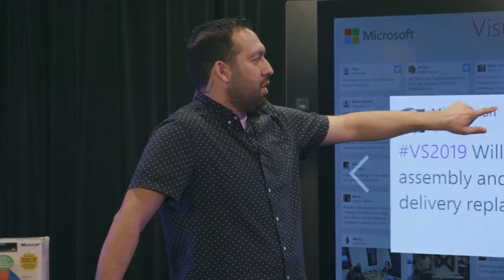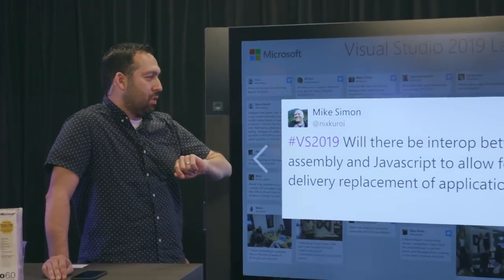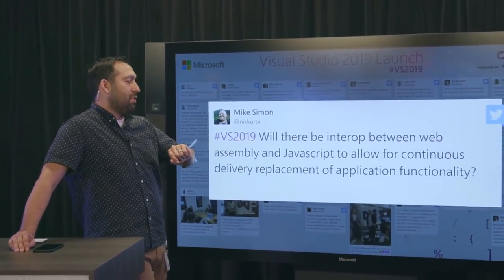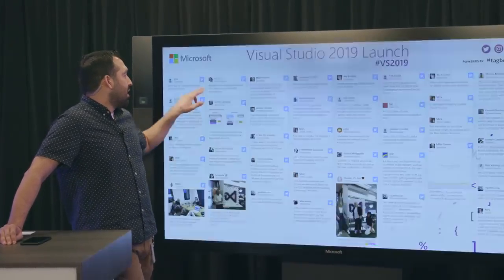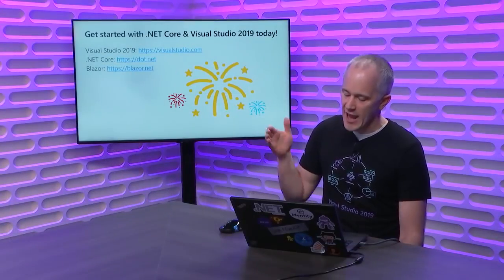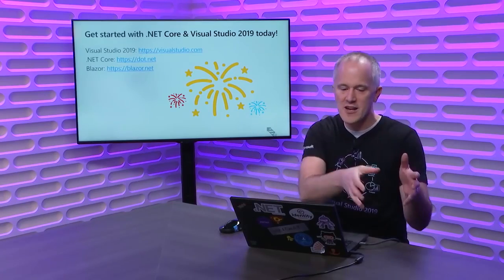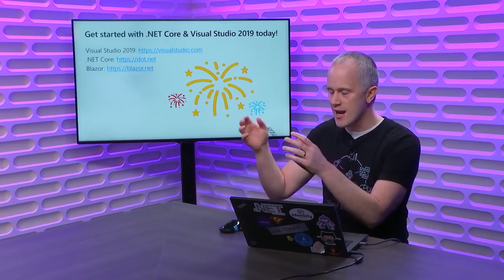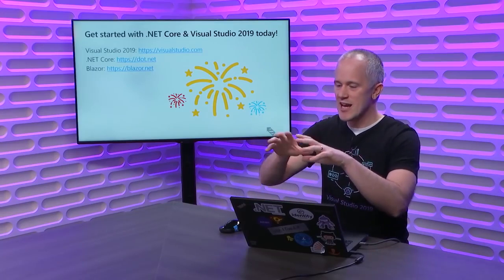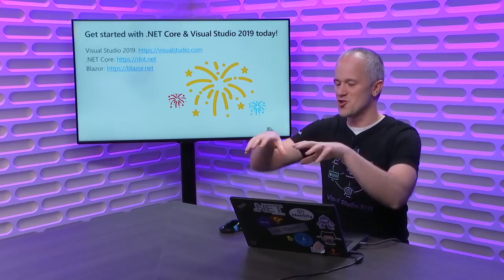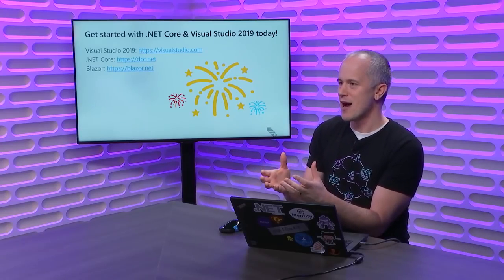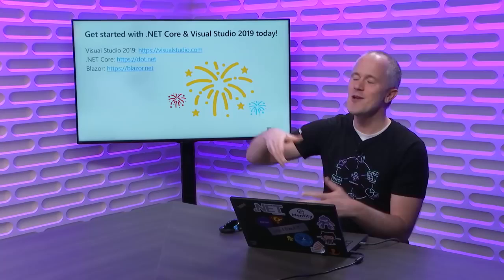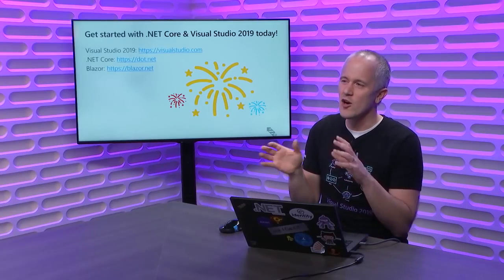Fantastic. Just two more questions. Will there be interop between WebAssembly and JavaScript to allow for continuous delivery replacement of application functionality? There's probably two questions in there. You can, of course, call into JavaScript from WebAssembly. That works. You can call from .NET code into any JavaScript library, any browser API. In fact, you can even take libraries written in JavaScript and shrink-wrap them in a .NET API wrapper, ship them as a NuGet package, and now anyone can call that library as if it was written in C# and .NET.